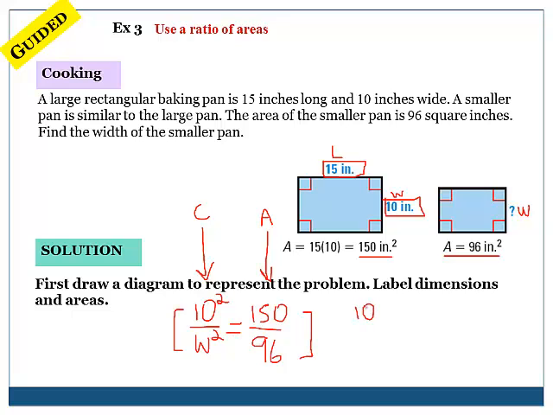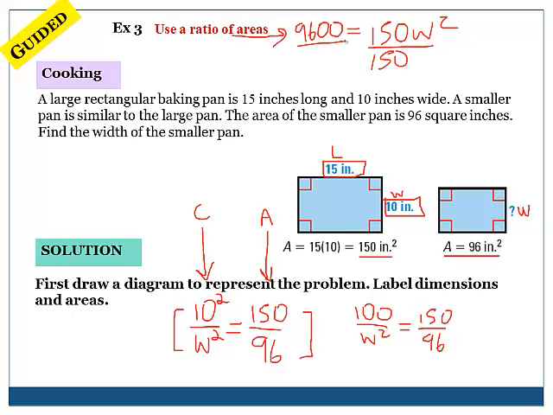So what I would have is 100 over w squared equals 150 over 96. And in this case, you would cross multiply and solve. Okay, so when I cross multiply and solve, this is the equation that I get. I'm going to divide by 150 on both sides. So I will get 64 equals w squared, and then square root, you get w is equal to 8. And since we have a length given, it'd be 8 inches.